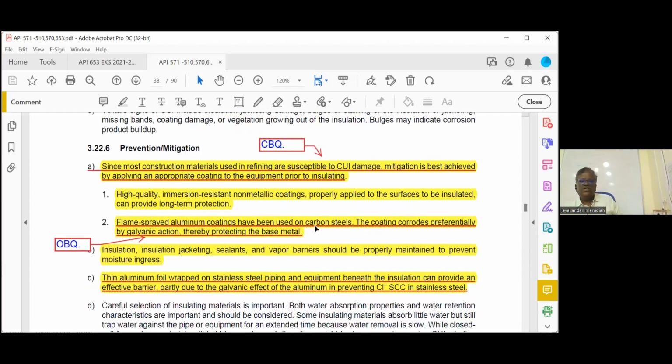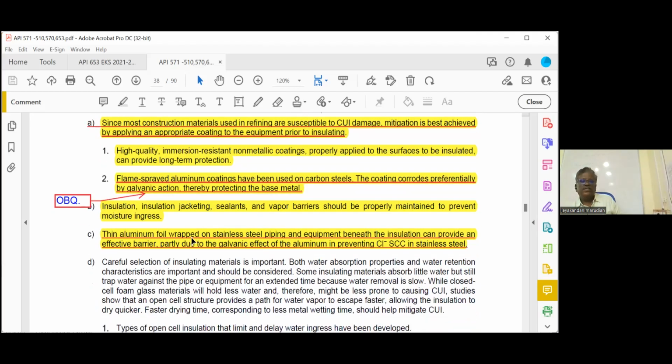Flame sprayed aluminum coatings have been used on carbon steel. The coating corrodes preferentially by galvanic action, thereby protecting the base metal. Then highlight the C. The aluminum foil wrapped on stainless steel piping and equipment can provide an effective barrier due to the galvanic effect of the aluminum.